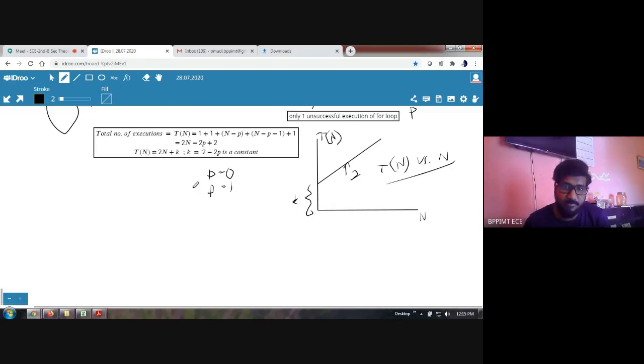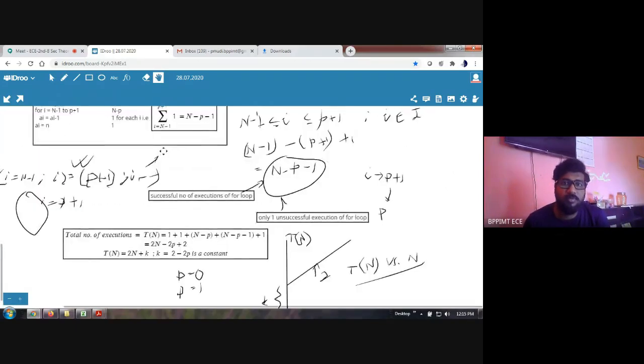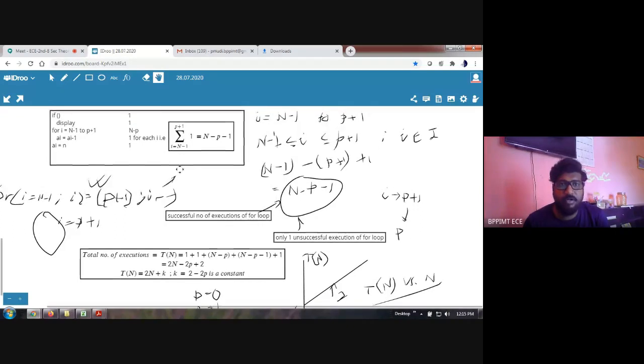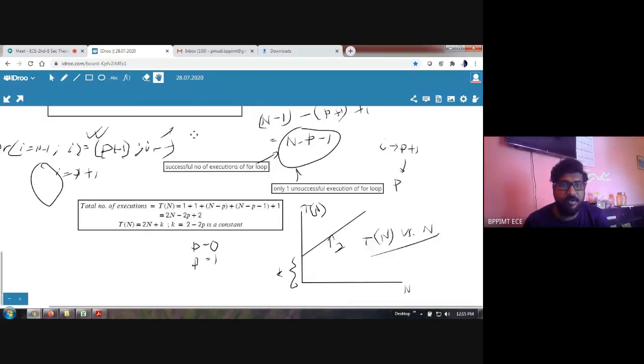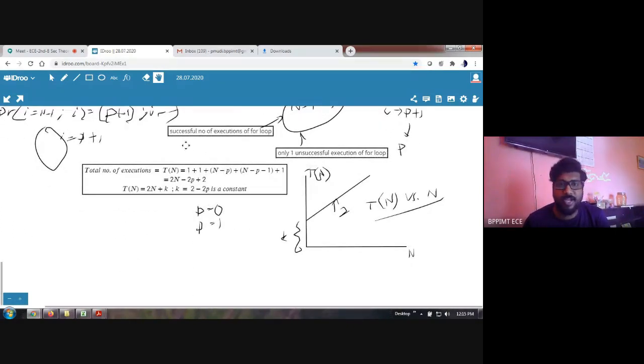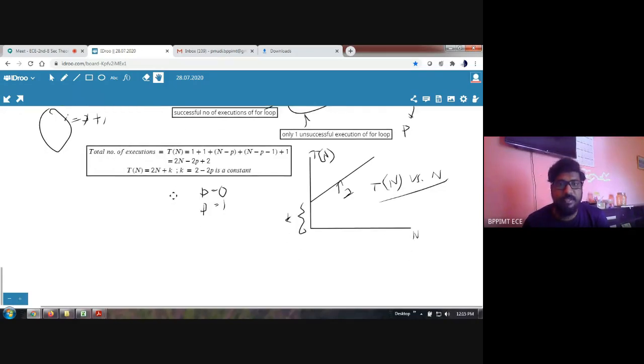Okay, so we did the same for insertion. We can similarly do the same for the deletion operation. I am not demonstrating it here. You try yourself, find the time complexity of the deletion operation.